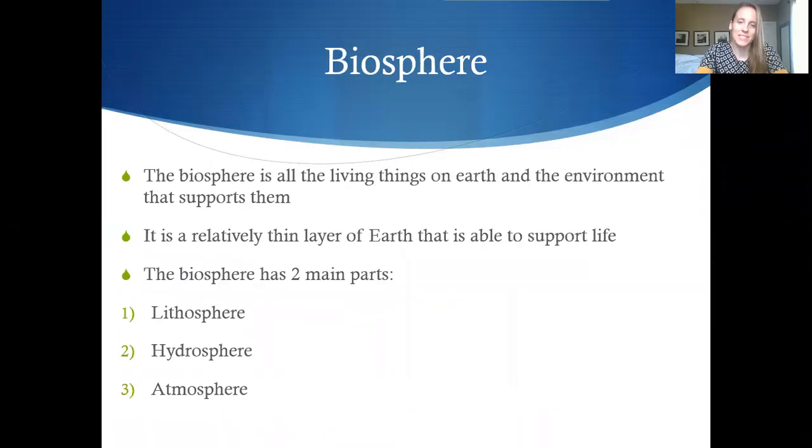The biosphere is all of the living things on Earth and the environment that supports them. It is a relatively thin layer of Earth and Earth's atmosphere that is able to support life. And the other parts of the Earth that don't support life are not part of the biosphere. The biosphere has three main parts: the lithosphere, the hydrosphere, and the atmosphere.